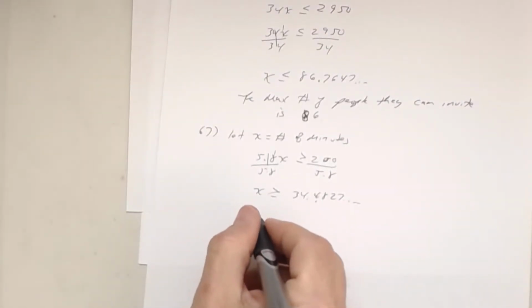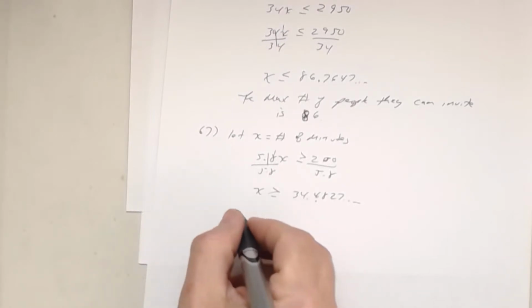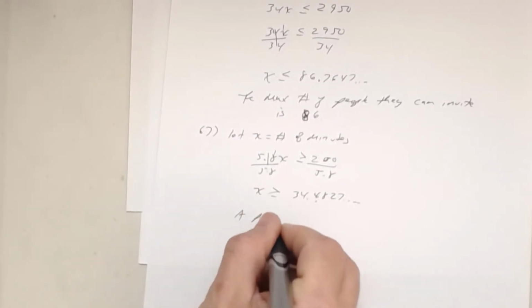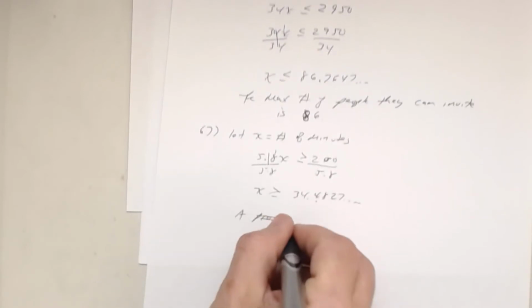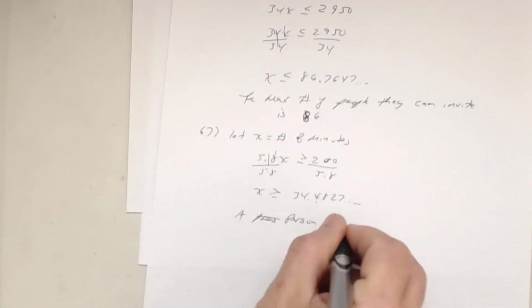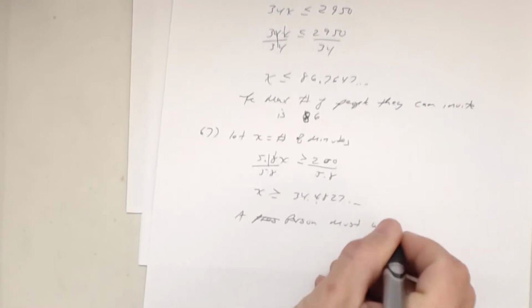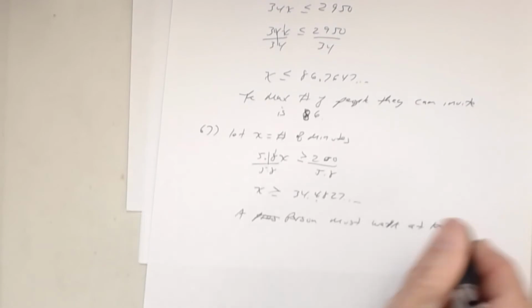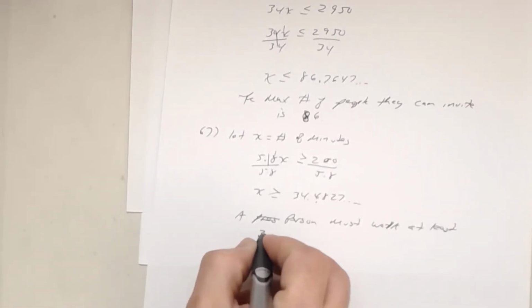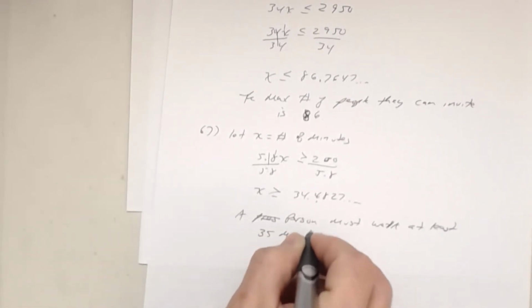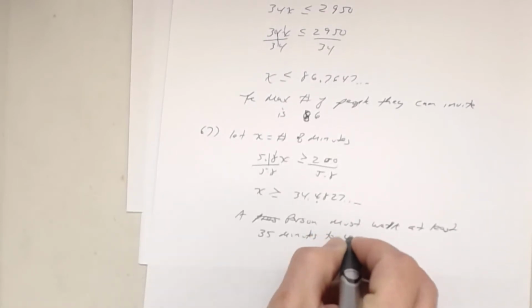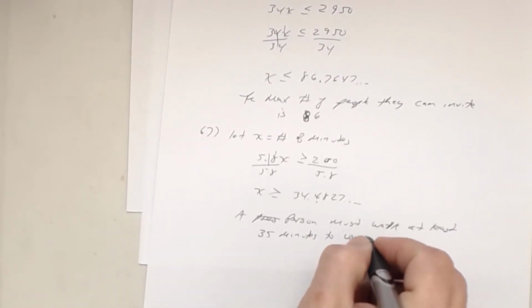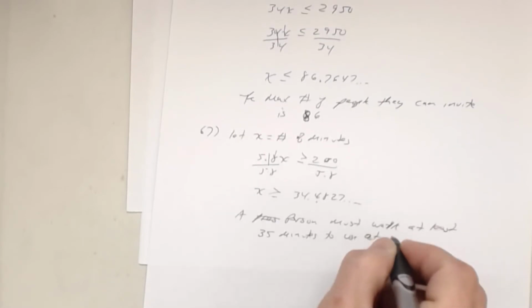So the way you're going to answer this, it said, how long must a person walk at this speed to use at least 200 calories? Okay, so a person must walk at least 35 minutes to use or burn off at least 200 calories.